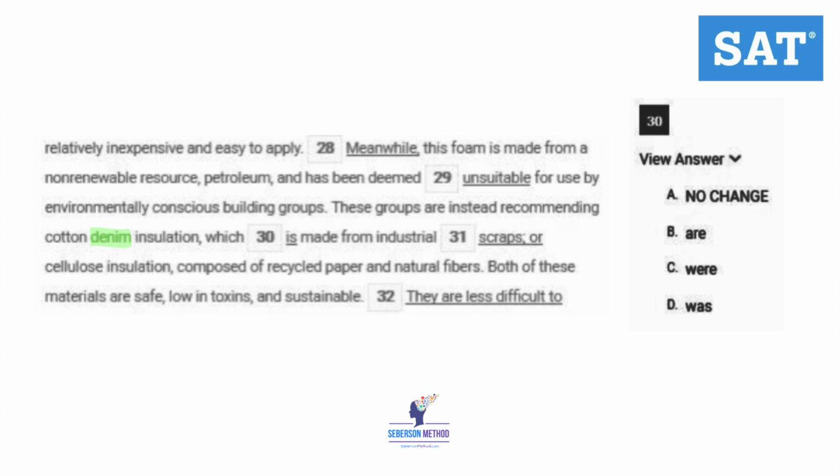Well, if you look around for the context, you're going to see these groups are instead recommending. Are recommending points to the fact that it's present tense. So therefore, in order to agree with the context, because context is king for these types of questions, we're going to go for A, no change, which is made from industrial scraps. Just to sum it all up, in order to identify your verb tense agreement, you're going to be paying attention to the context and also know that it is okay to sometimes change the tense within the sentence if the sentence requires it.